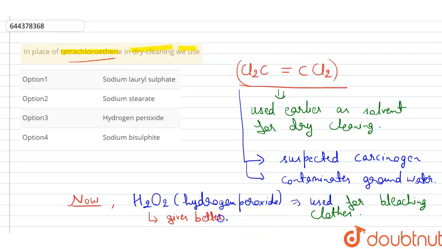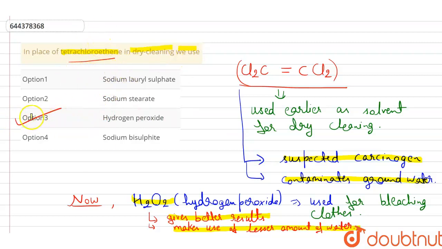It gives better results than tetrachloroethene, and it makes use of a lesser amount of water. So that's why we are using hydrogen peroxide nowadays instead of tetrachloroethene, because it is a suspected carcinogen compound and it contaminates the groundwater. So therefore the correct option will be option 3rd, that is, in place of tetrachloroethene in dry cleaning we use hydrogen peroxide.